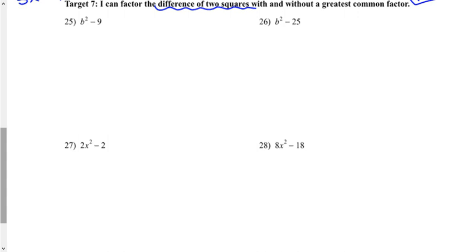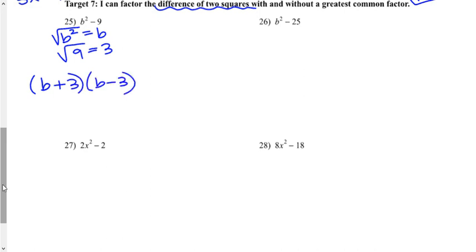on number 25. So what I have to do first is take the square root of b squared and then take the square root of 9. Square root of b squared just gives me b, square root of 9 is 3. What I'm going to do with those 2 values, I'm going to add them and subtract them. B plus 3, b minus 3. That is how easy the difference of squares is.